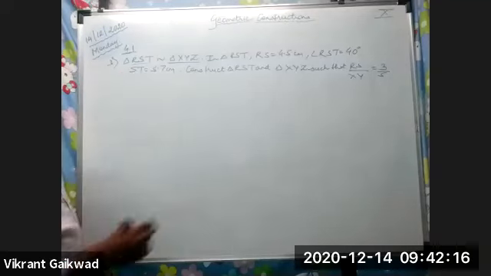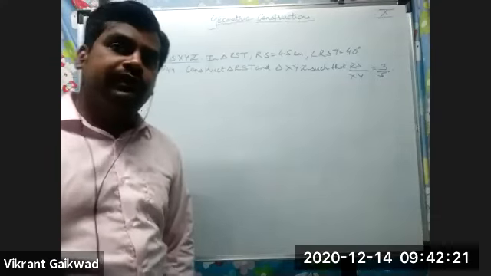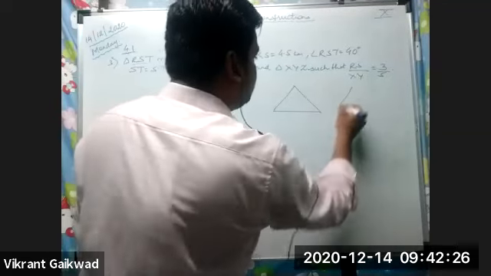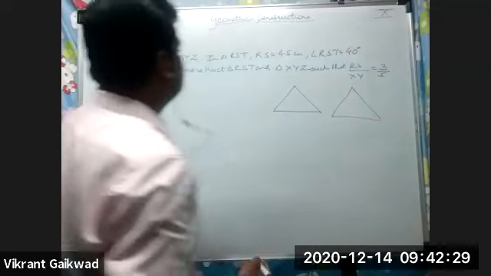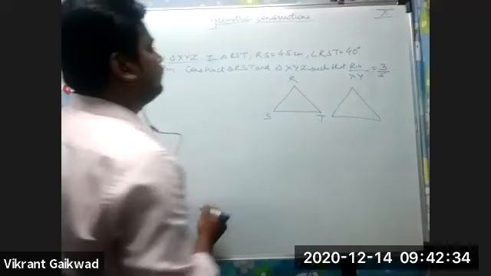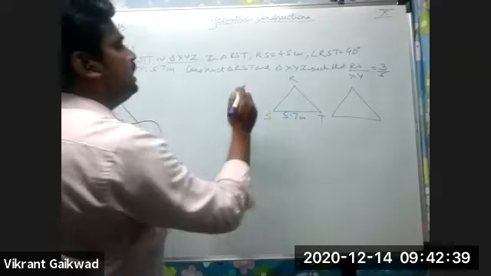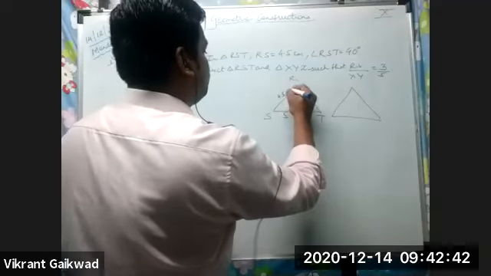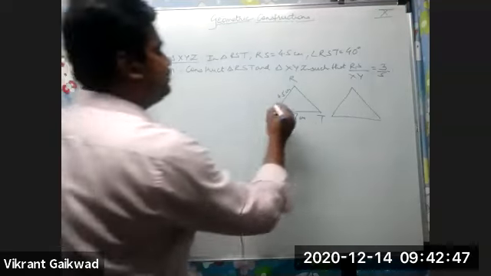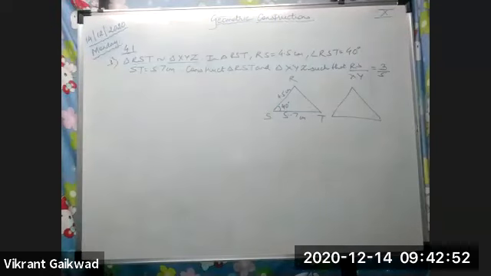RST and XYZ. Is there any vertex the same? No. So that means you're going to draw two different triangles. First, you'll draw the rough figures. RST is given. So suppose ST is 5.7, write 5.7, RS 4.5. And RT is not given here. Given angle RST as 40 degrees.